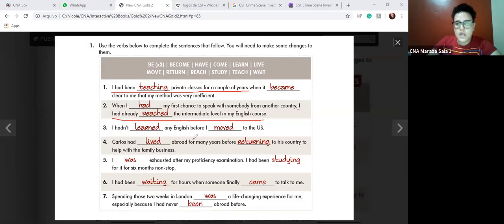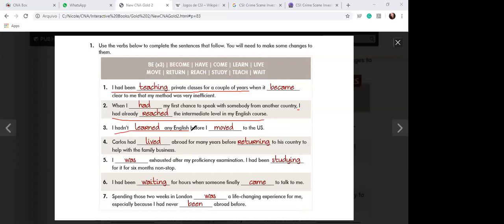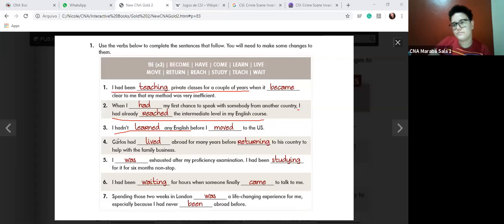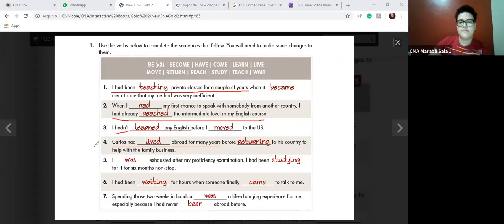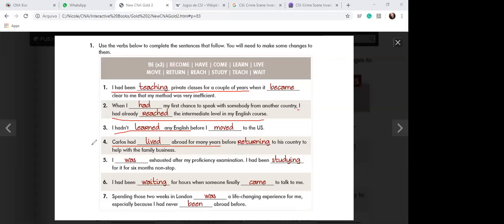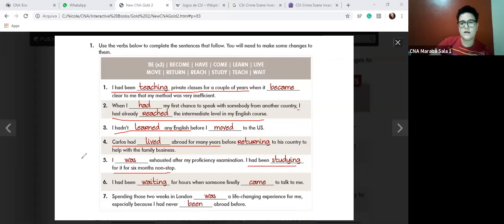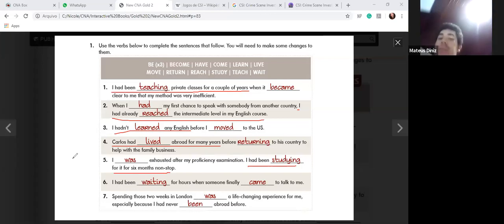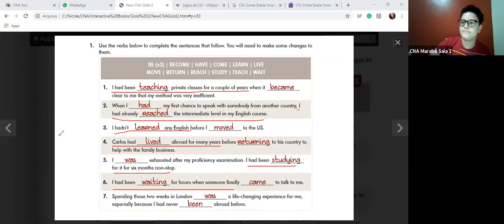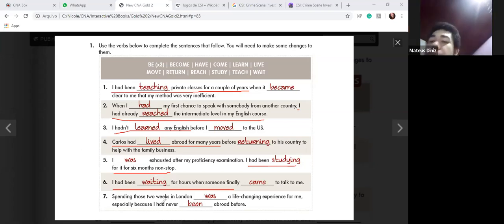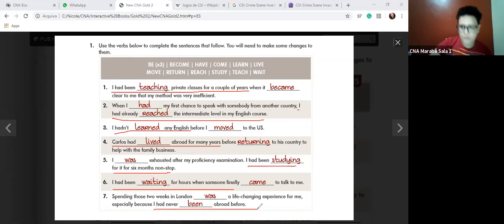In number 3, what situation happened first? I had not learned any English. Exactly. Number 4. Carlos had lived abroad for many years. Very good. Number 5. I had been studying. Yes, I had been studying for it for 6 months. Number 6. I had been waiting. Yes. Number 7. I had never been abroad before. Yes, I had never been abroad before.